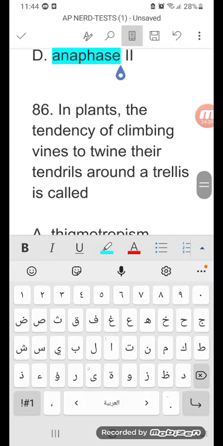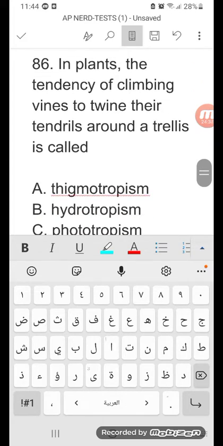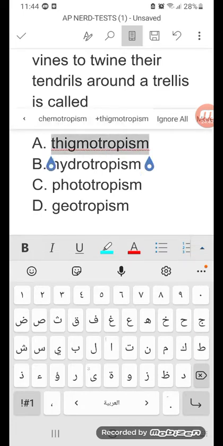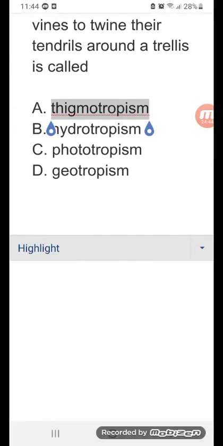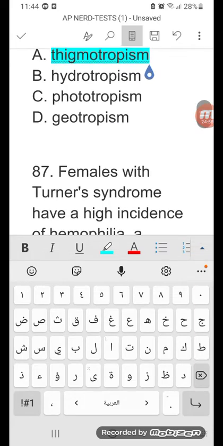In plants, the tendency of climbing vines to twine their tendrils around the trellis is called, we discussed this yesterday, thigmotropism, which means plants have the tendency to grow side by side next to objects. Plants grow next to buildings and climb buildings; we call this thigmotropism.